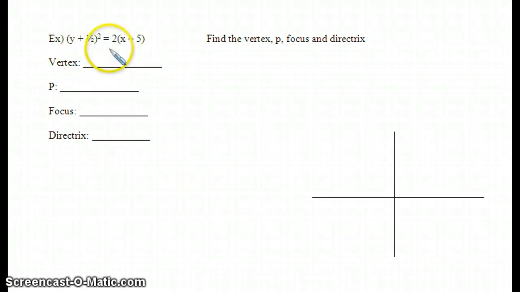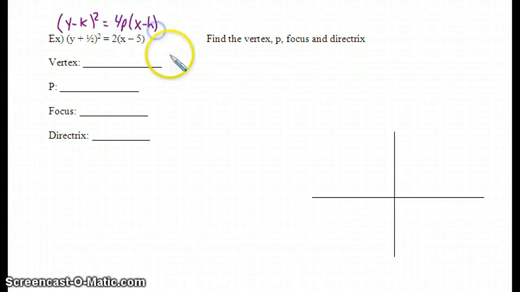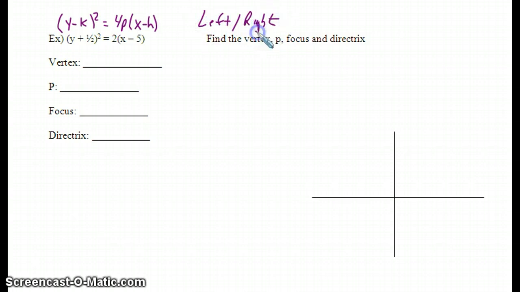Let's look at this equation here. What I'm noticing is that the y value is the term that's being squared, so I know that it has to be in this form: y minus k quantity squared equals 4p times x minus h. Again, it's important that I identify which form it's in so I know whether this parabola is opening left or right or up and down. And when the y is squared, it's opening left or right. So I have to figure out which one it's going to be in just a minute. I'll be able to do that once I know what p is.